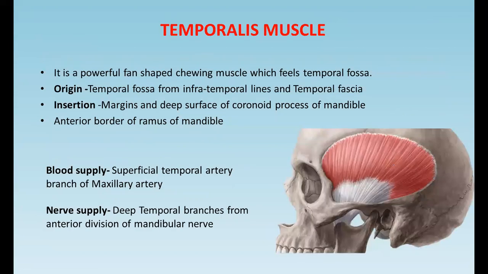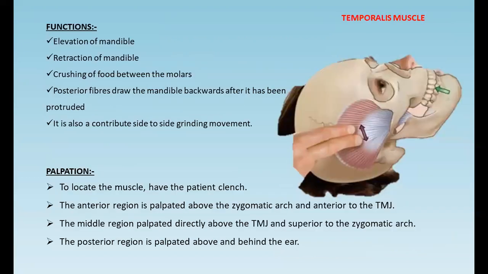Now moving to the second muscle, that is temporalis. It is a powerful fan-shaped muscle which fills the temporal fossa. The origin is the temporal fossa from the infratemporal lines and temporal fascia. It is inserted into the margins of the deep surface of coronoid process of mandible and anterior border of ramus of mandible. The blood supply is through the superficial temporal artery, which is a branch of maxillary artery, and the nerve supply is the deep temporal branch from the anterior division of mandibular nerve.